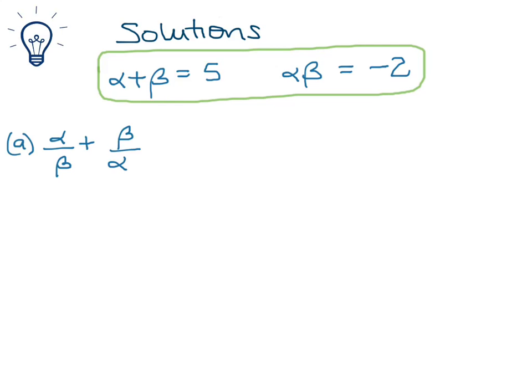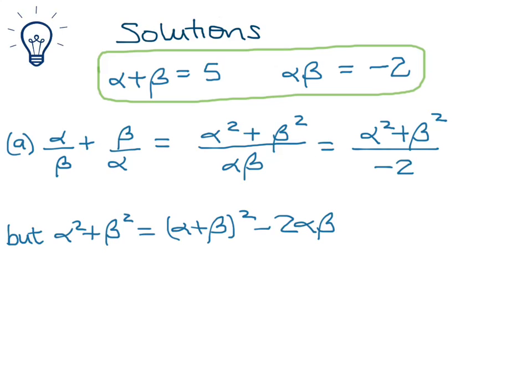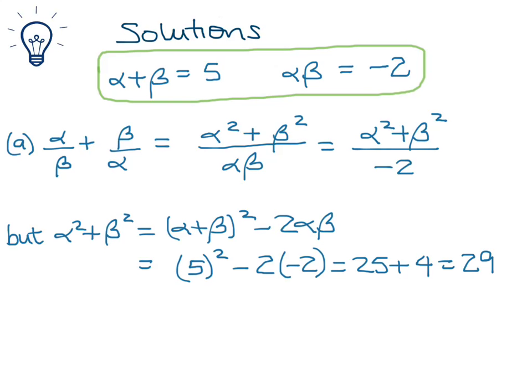So we start off with the addition of 2 fractions. Find the LCM, alpha beta, and the numerator, it's alpha by alpha, which is alpha squared, plus beta by beta, which is beta squared. So I know alpha beta, so I can substitute for that immediately. And I have to remember that alpha squared plus beta squared is equal to alpha plus beta, all squared, minus 2 alpha beta. So when I substitute, I get 5 squared minus 2 multiplied by minus 2, which is equal to 25 plus 4, which is 29.